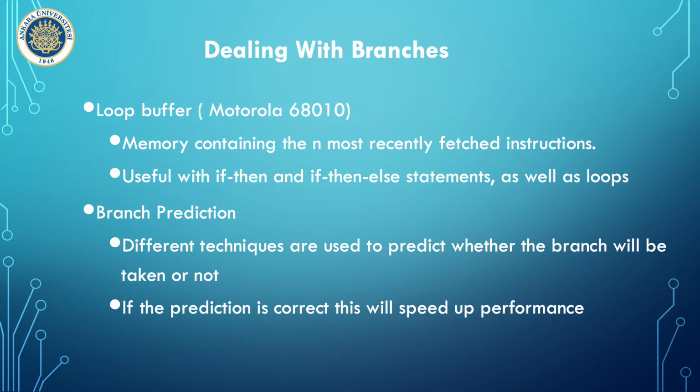A loop buffer is a small, high-speed memory that stores the most recently fetched instructions. This is particularly effective for short loops, where the same instructions execute repeatedly. And lastly, branch prediction techniques attempt to guess whether a branch will be taken or not. Static prediction uses simple rules, while dynamic prediction monitors the actual runtime behavior of the branches.